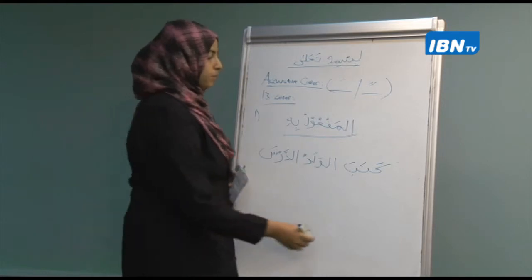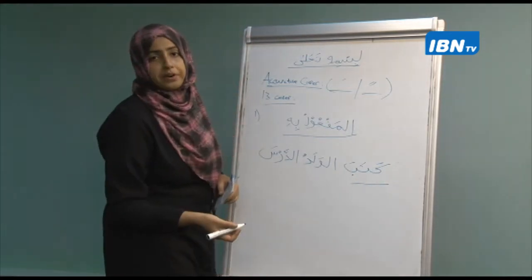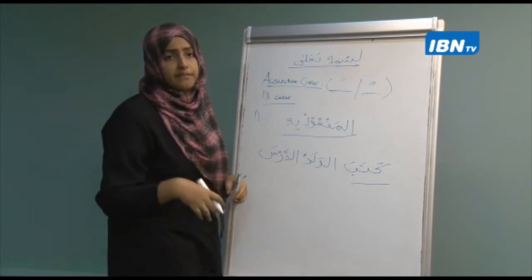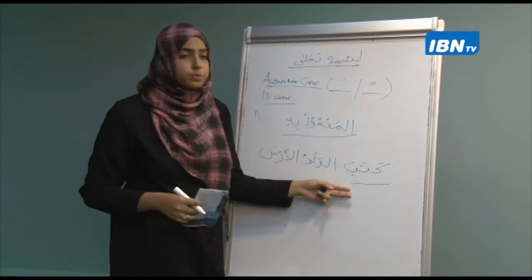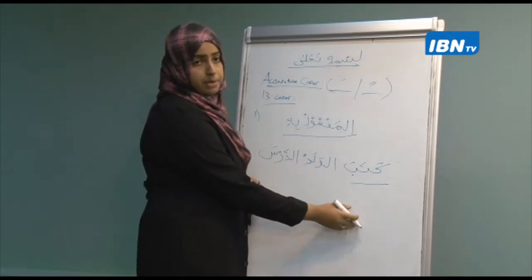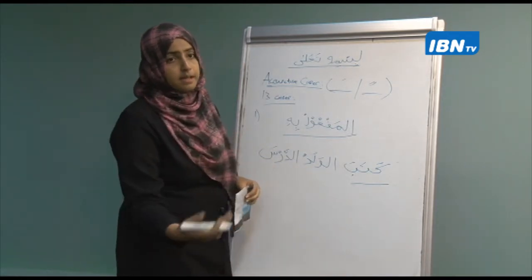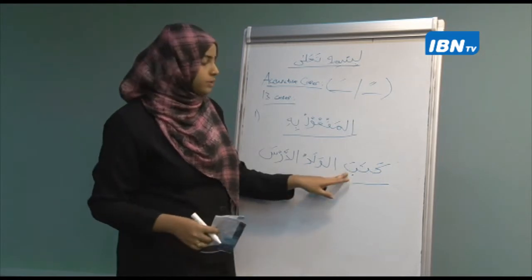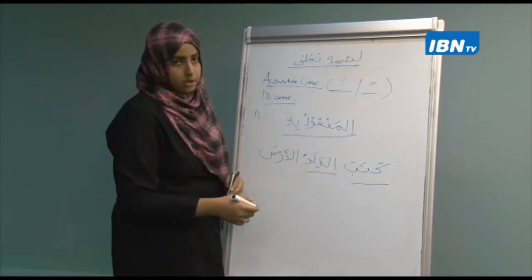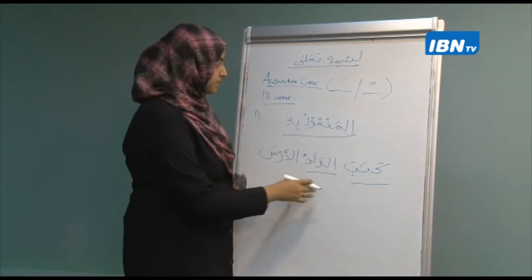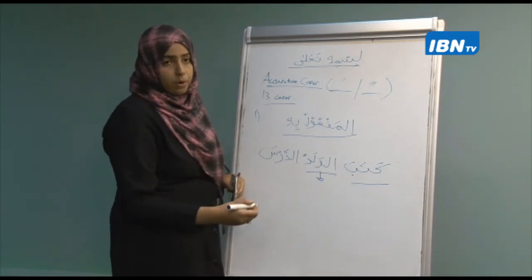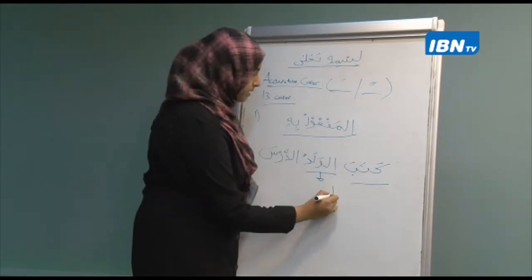So kataba, you all know, is a 3-root verb. Which fi'l does it fall in? Is it fi'l al-madhi, fi'l al-mudari, fi'l al-amr, fi'l al-nahyu? It falls under fi'l al-madhi, so this is the past tense. I hope you remember the past tenses: kataba, dhahaba, qara'a, akala. So kataba, he wrote. Who wrote? The boy. So what is the subject of my sentence? The subject here is the boy, so the boy is my ism, right?